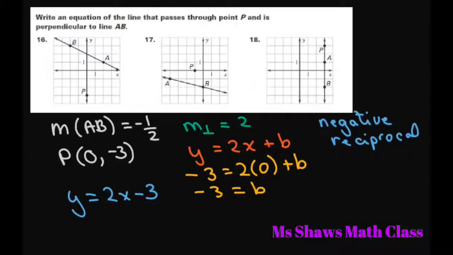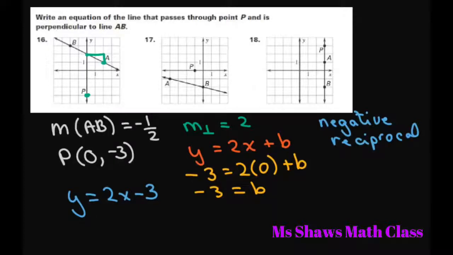Hi everyone, we're going to write an equation of the line that passes through point P, and I already did the first one here, point P, and it's perpendicular to the line AB. So what I did is I found the slope of AB by getting 2 points on the line that are touching the corners here, and I went up 1 to the left 2. So rise over run, that would be -1/2.